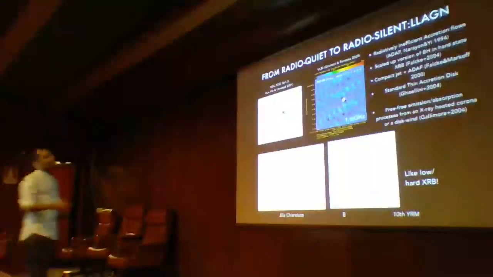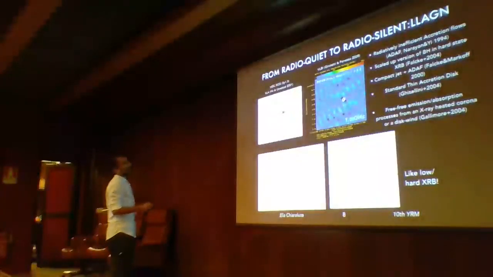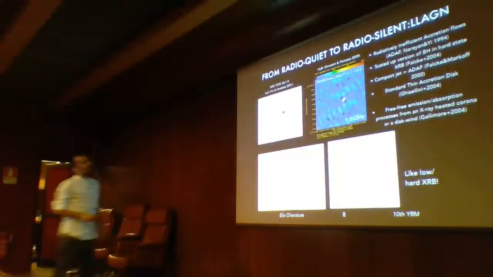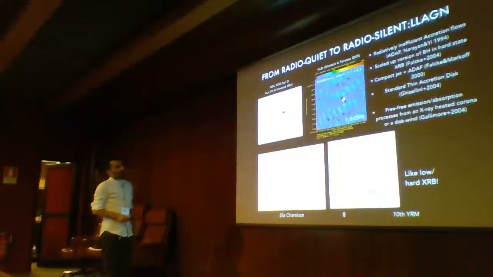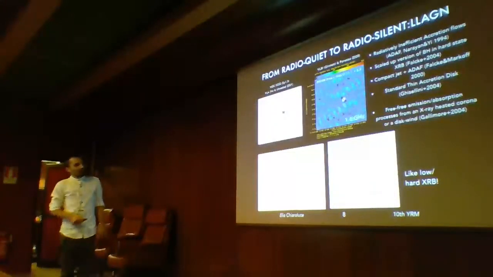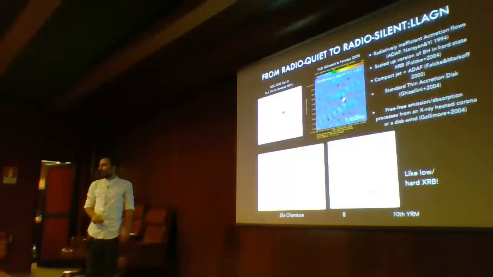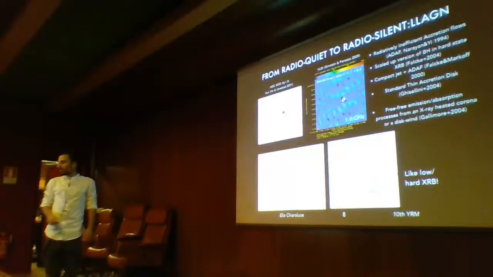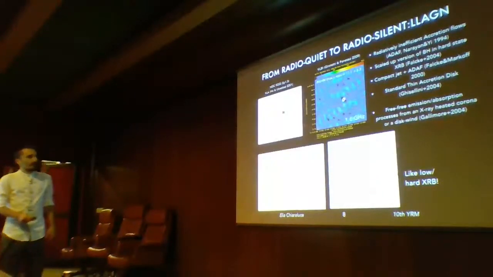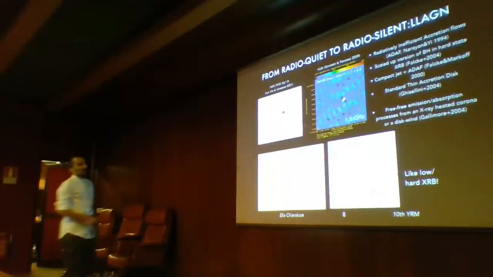Well, in the radio, they appear compact on scales from arcseconds down to milliarcseconds, but they are often accompanied by jet-like features. And as I was saying before, there exists a significant correlation between the radio and the X-ray luminosity. And this correlation is valid for low luminosity AGN as well as low hard state X-ray binaries, suggesting a possible common underlying physics.